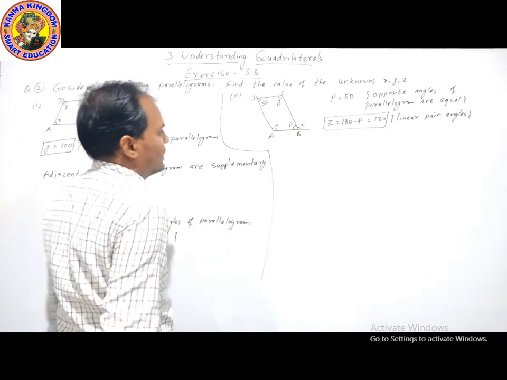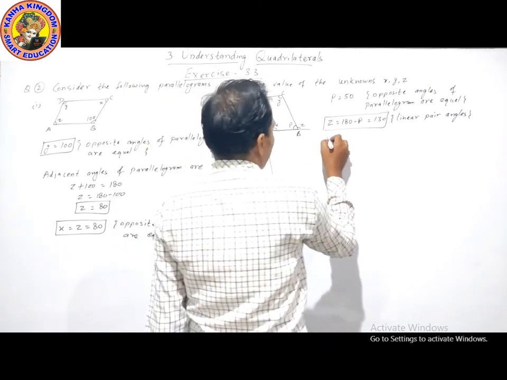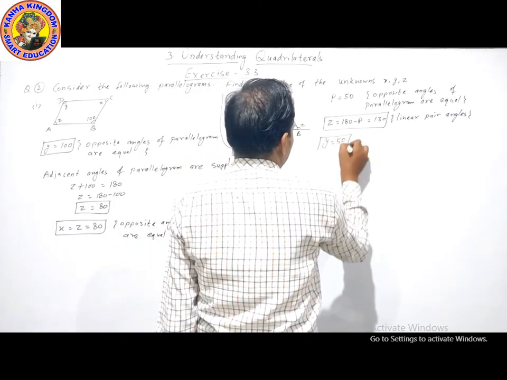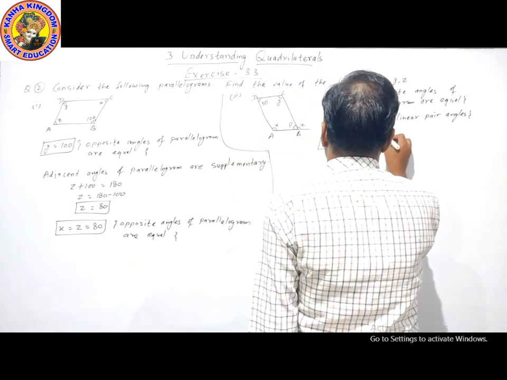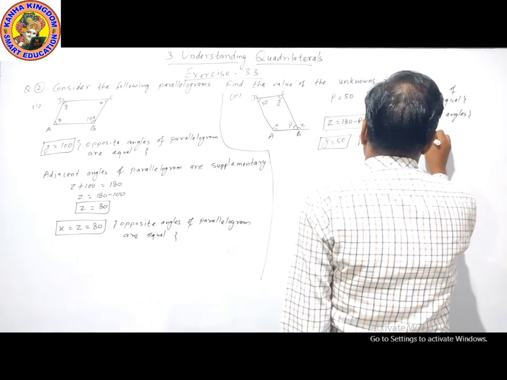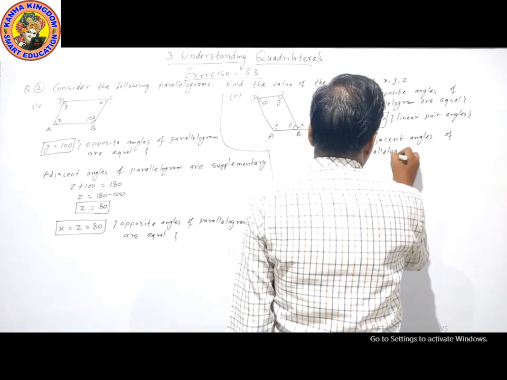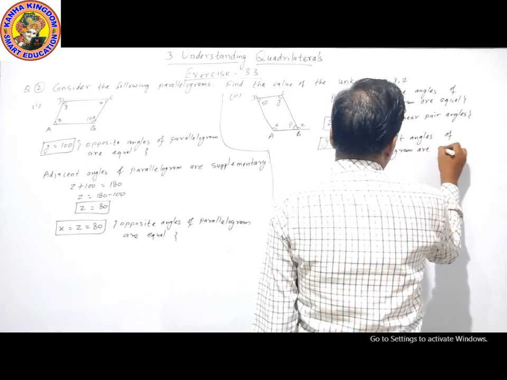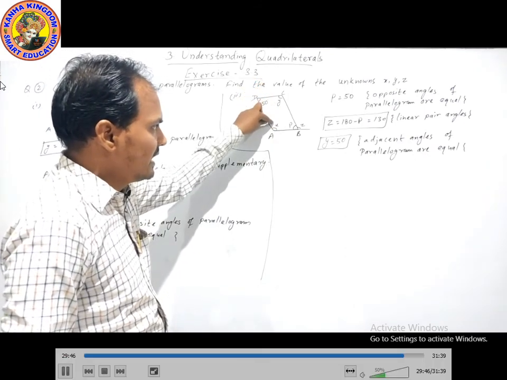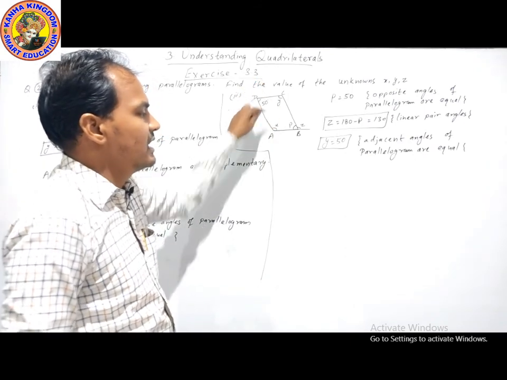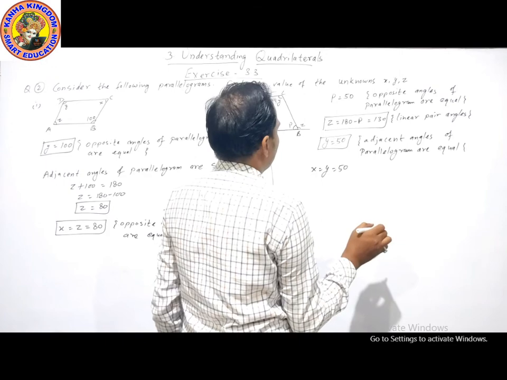Now for X and Y, here 50 and Y are adjacent angles. So Y is equal to 50 because adjacent angles of a parallelogram are equal. So y is equal to 50. Y and x are opposite angles and opposite angles are equal. X is equal to y is equal to 50.